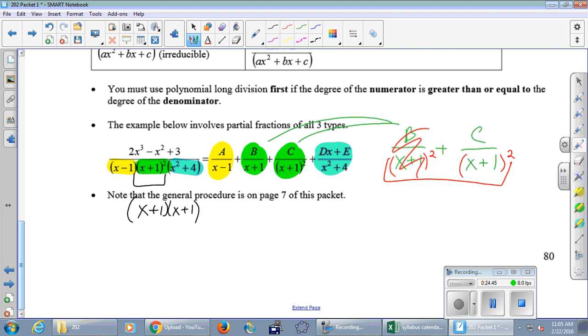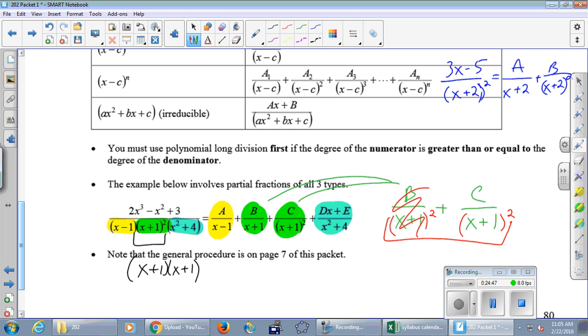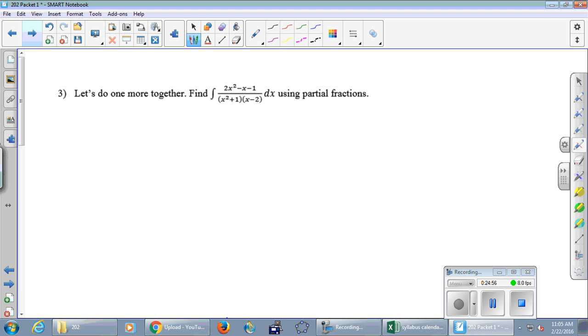So the bottom row in this table is only good for things that are irreducible. So if you can factor the thing, you have to. Okay, lots of good questions. Let's take a look at number 3. We're not going to do this full one out, but we are going to set it up together.